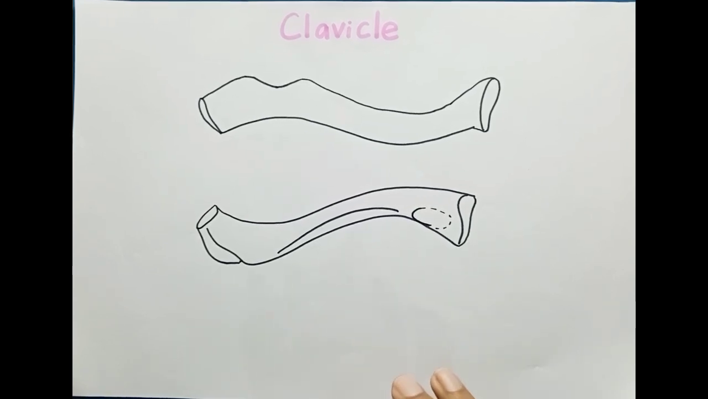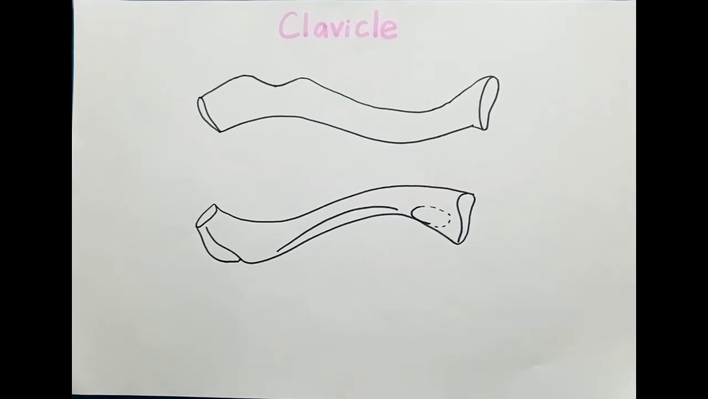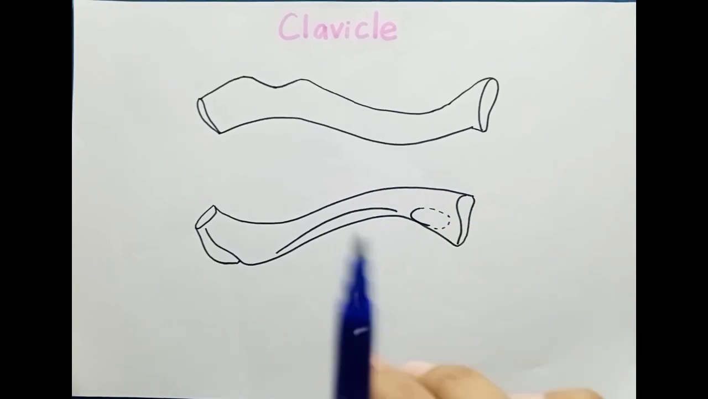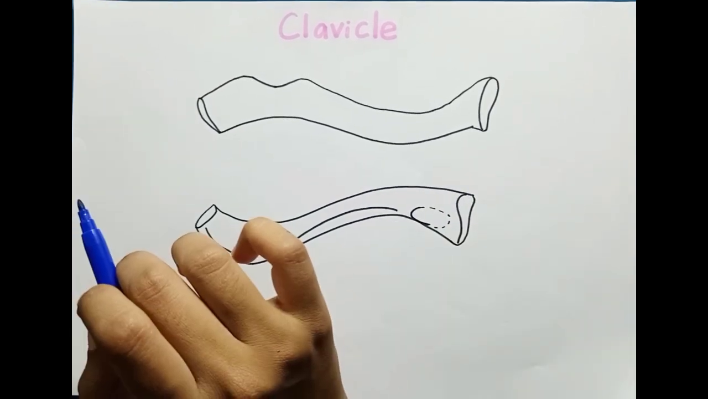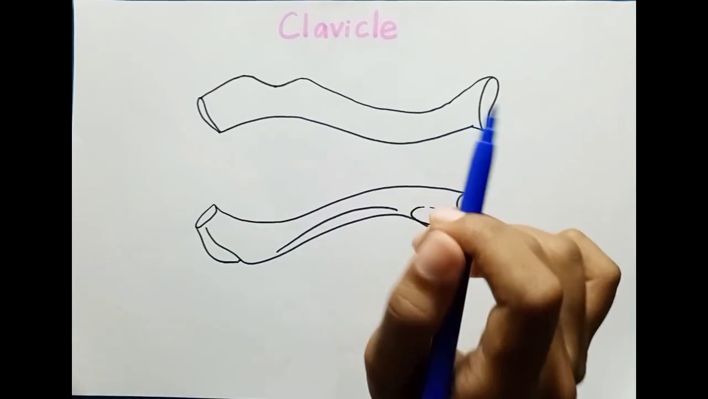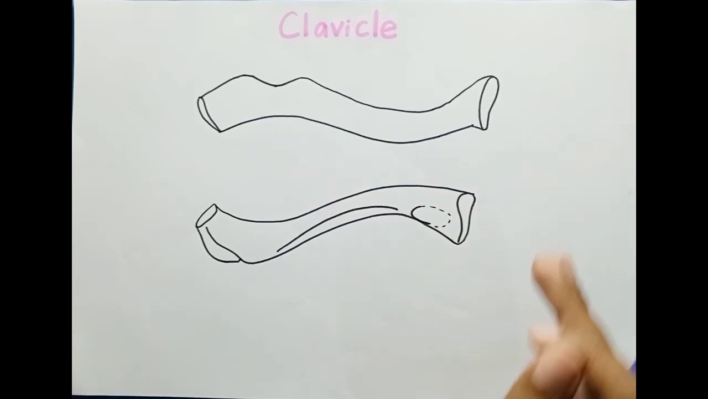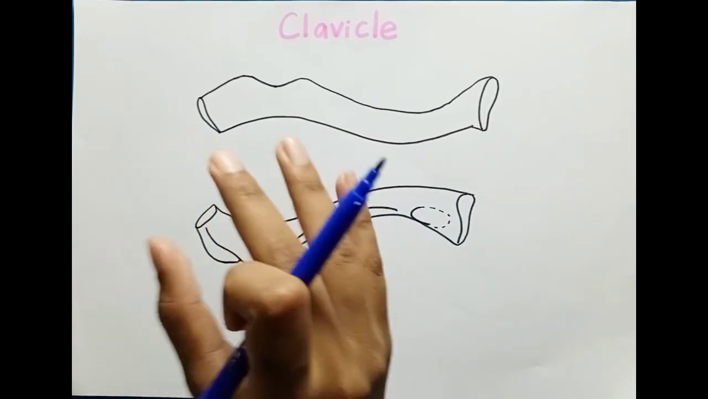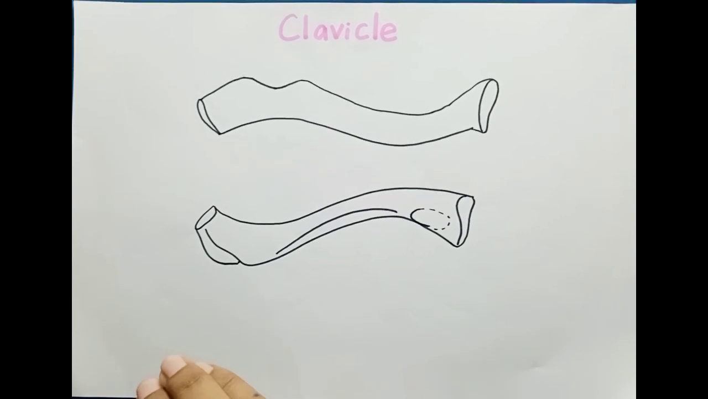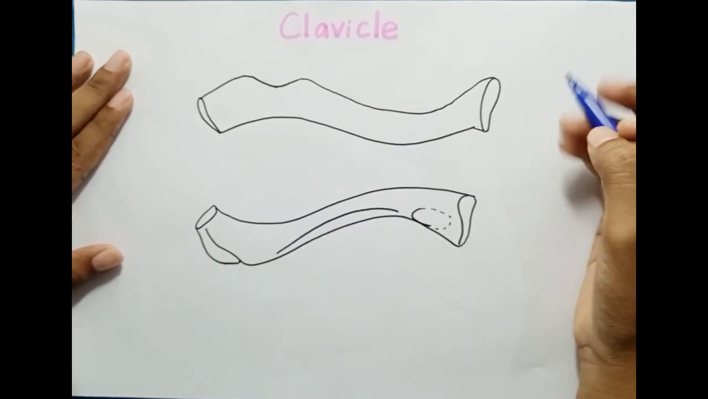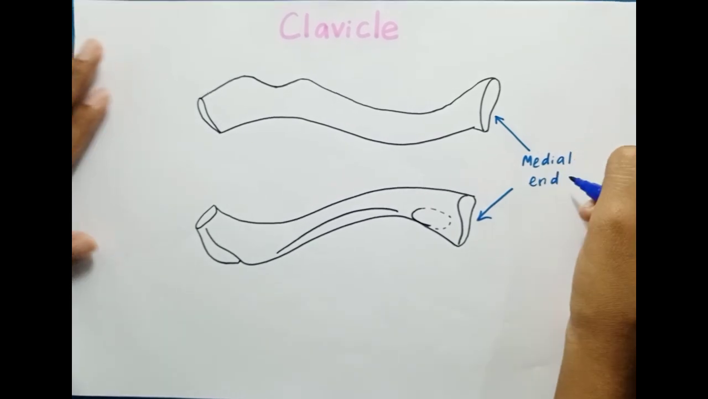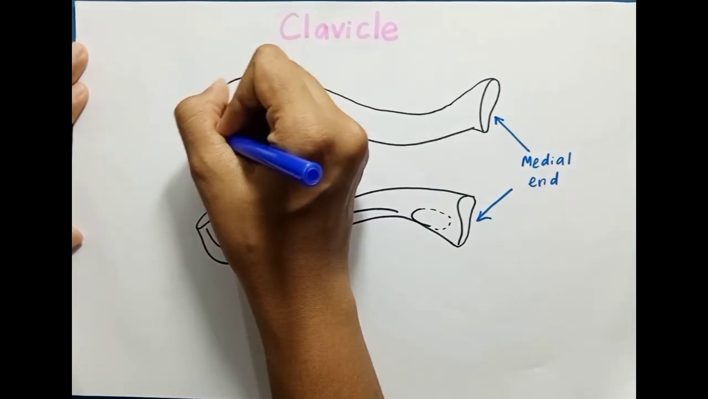So now let's talk about the parts of this bone. There are three main parts of this bone: shaft, medial end and lateral end. Medial end means it is closer to the medial axis of the body and lateral end means it is far from the medial axis of the body. So here we can see the medial end. And here, the lateral end.